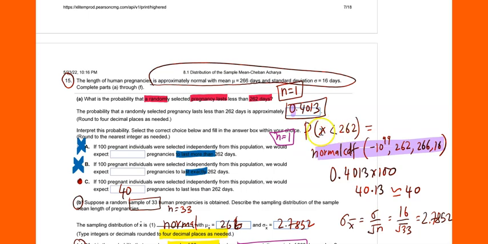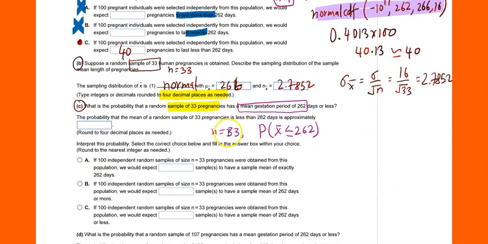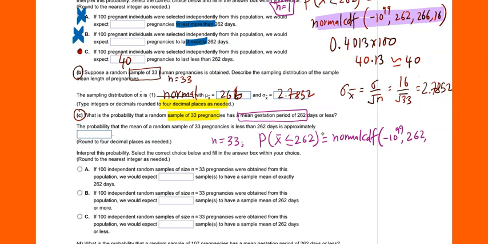So that we don't have X bar. See here n equals 33. Let's find this one. To find this, use normal CDF again. You have less than, therefore negative 10 to the power 99, that's the lower bound. 262 is the upper bound. The mean is 266. The standard deviation is, now you're using 2.7852.